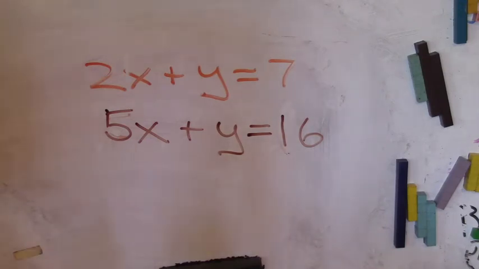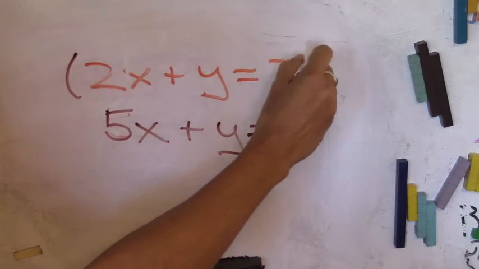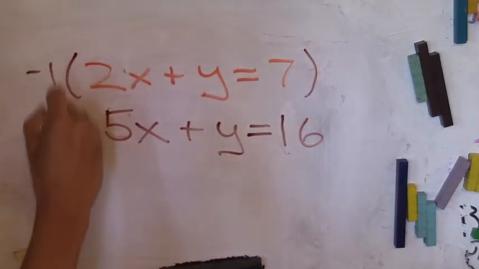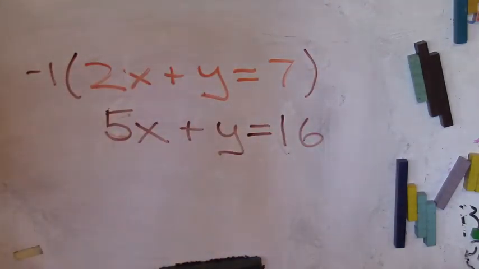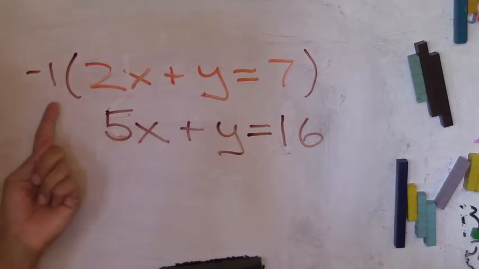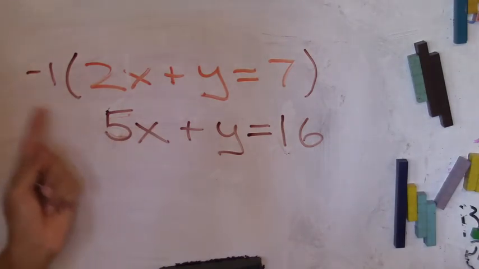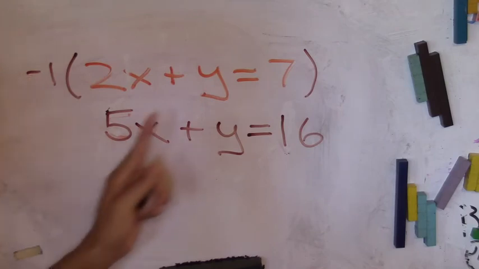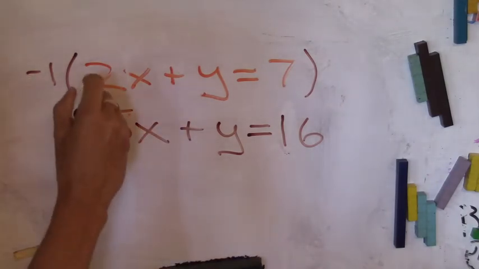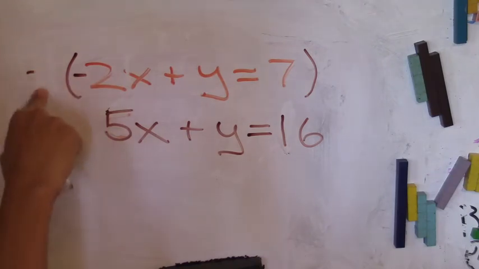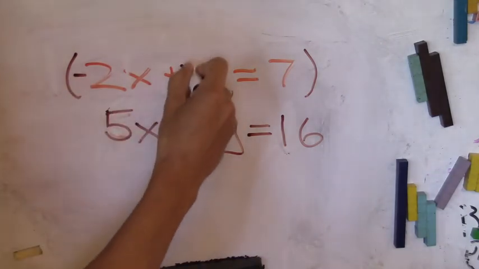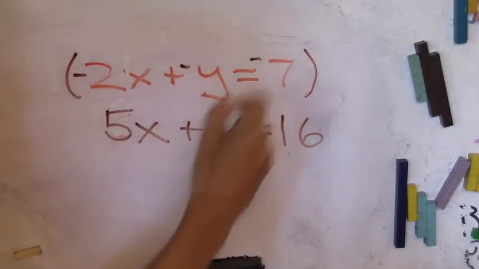You're hilarious. All right, so look. I'm going to take this whole thing, and I'm going to multiply the whole thing by -1. And here's the thing: I could have gotten rid of the x's by multiplying this by 5 and this by 2. But since I just did this, that's going to mean that this becomes -2, this becomes -1y, and that becomes -7.